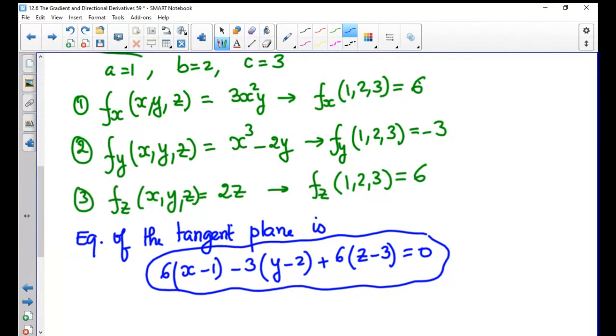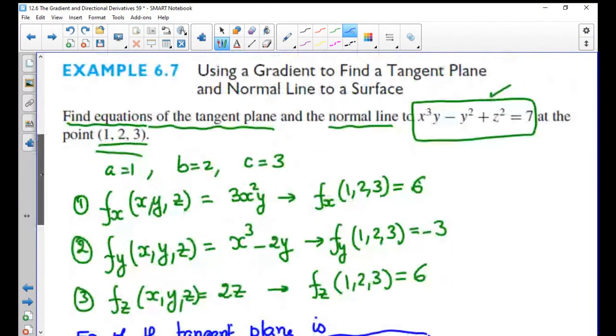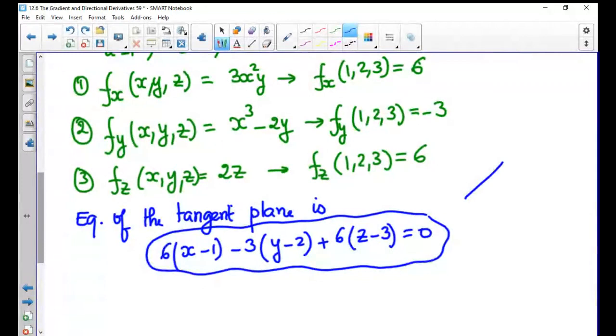Yes? Okay, good. Now, this is the plane. It goes through the point 1, 2, 3. Its equation is here.